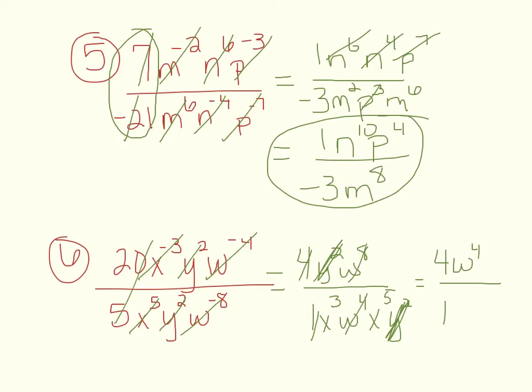Okay. And I'm left with my x's. X to the third times x to the fifth, because it's multiplication because they're both in the denominator. So 3 plus 5 is 8. X to the eighth. Okay, and that's our answer.